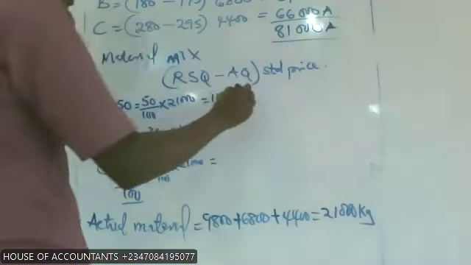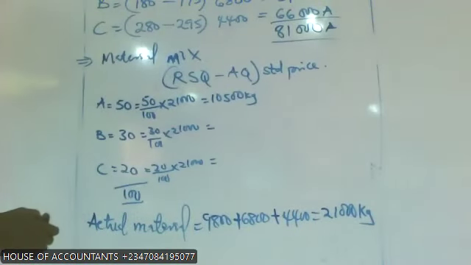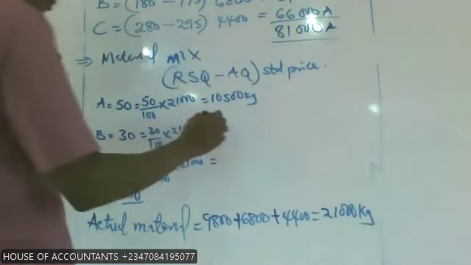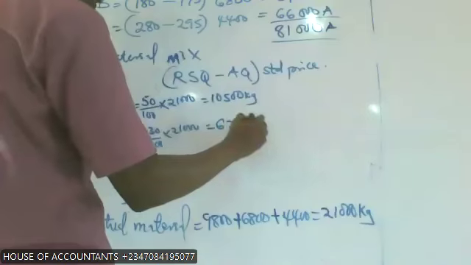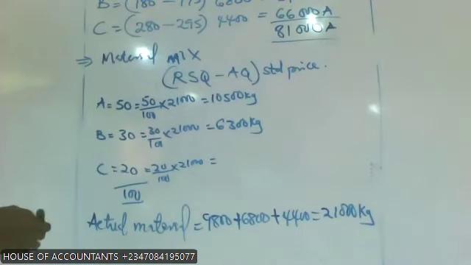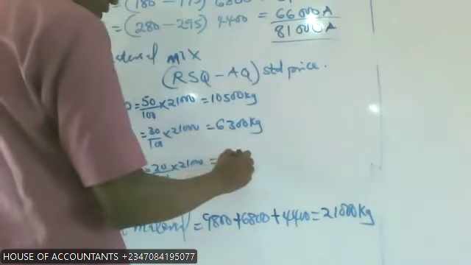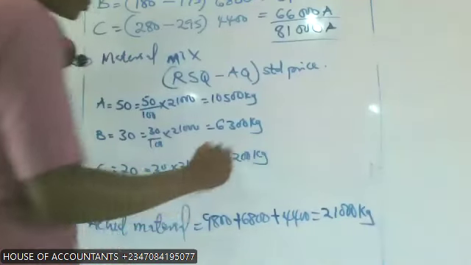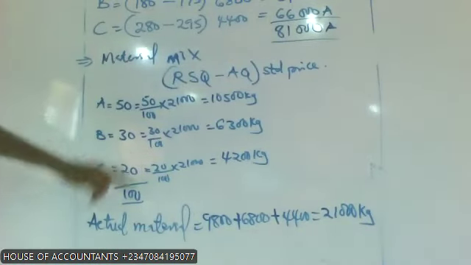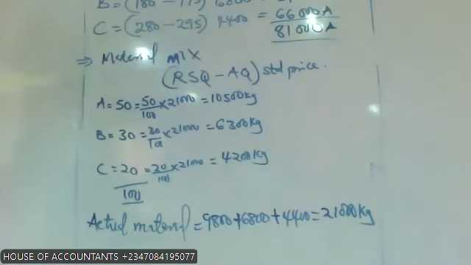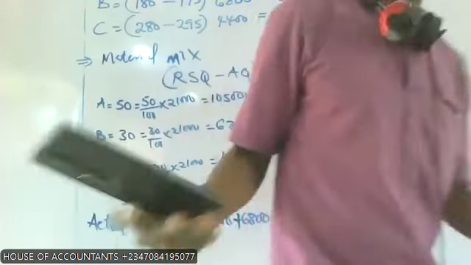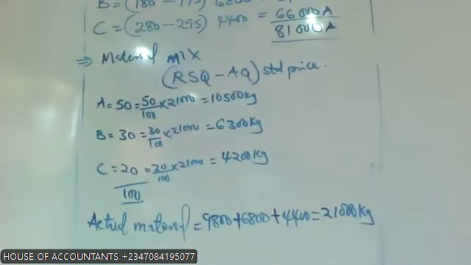Okay, the second one, 6,300 kg. Then the last one, 4,200 kg. All these things is what we call the reverse standard. These are the reverse standard quantity.